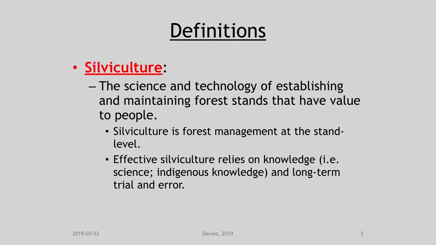So, this is the working definition of silviculture that I use in my classroom and working with students. I'm used to looking up at the board, I look here. So, the science and technology of establishing and maintaining forest stands at a value of people. So silviculture is forest management at the stand level. And effective silviculture relies on knowledge, both science and indigenous knowledge. And what I mean by indigenous knowledge here is in the broader classical sense, knowledge of the land. Right? I mean, a lot of the most successful silviculture that has ever existed has existed in the absence of modern science, right, over millennia.